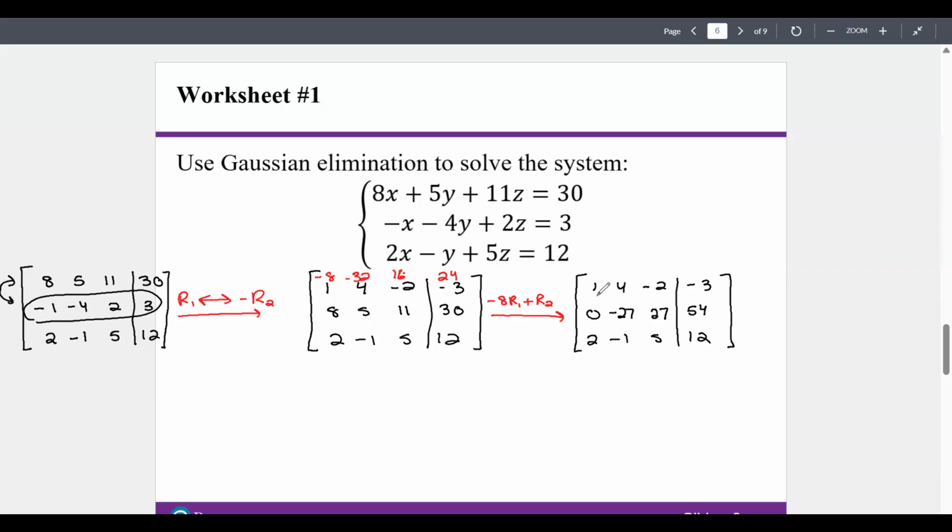And because we like to have a 1 here and then a 1 here, I can easily do that just by taking row 2 and dividing it by -27. Like I said, we're going to go at this like we assume there's going to be a solution. We're not trying to prove there isn't one right away or if there's multiple solutions. We have 1, 4, -2, -3, and then we will have 0, +1, 27 divided by -27 is -1, and 54 divided by -27 is going to be -2.